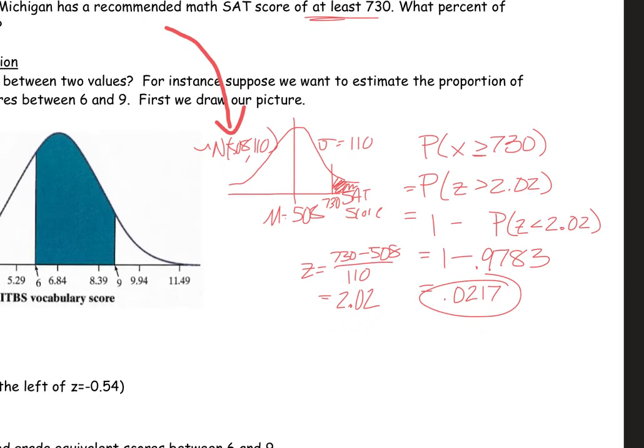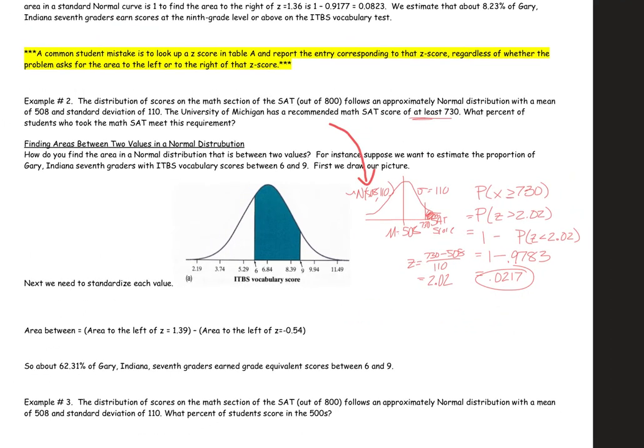And again, as an interpretation, we would expect the proportion of students who score above a 730 on the math section of the SAT to be about 2.17%. All right.